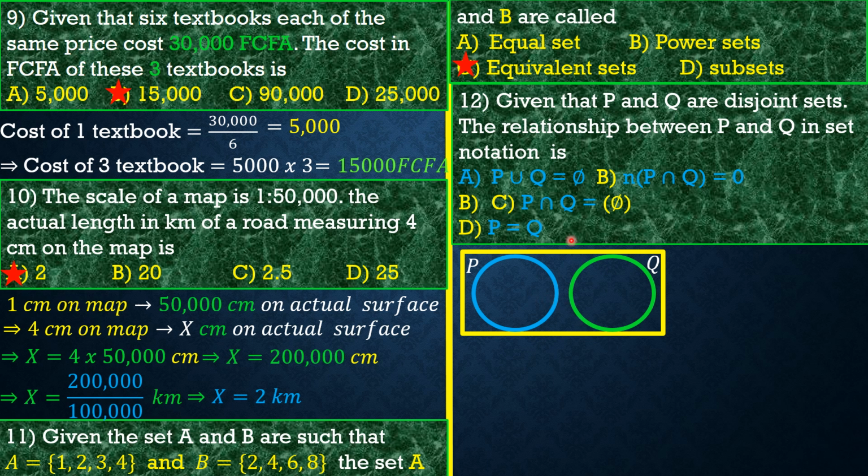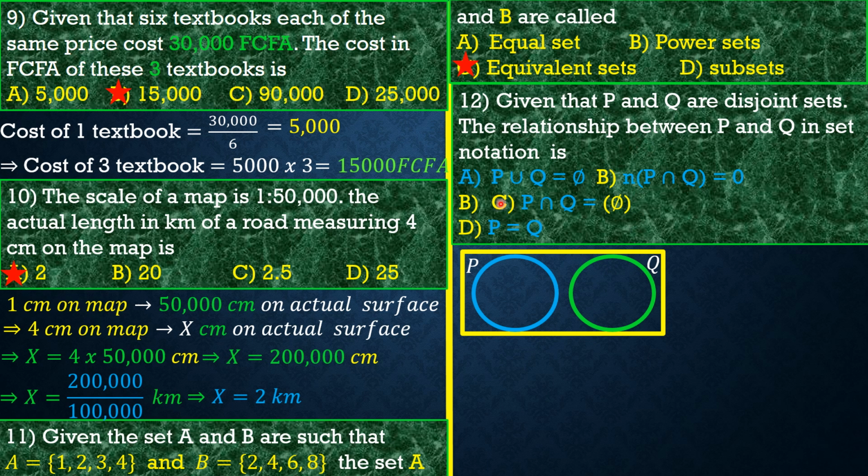So guys, for disjoint sets, what we need to talk about is the intersection, right? What is the intersection? The intersection is simply 0, or the number of elements found in both P and Q is 0. So if we say the first case, A, P union Q is an empty set, wrong guys, wrong. P union Q is a combination of both P and Q and it can never be 0. Okay. Option B is saying that the number of elements in P intersection Q is equal to 0. Excellent guys. Option B is likely the best option.